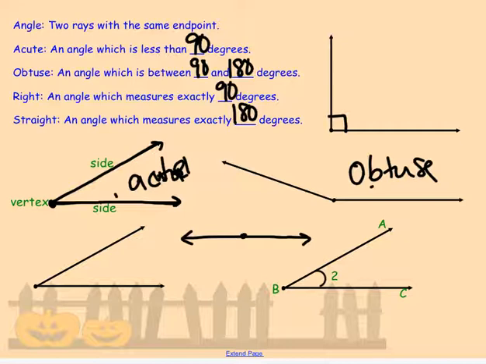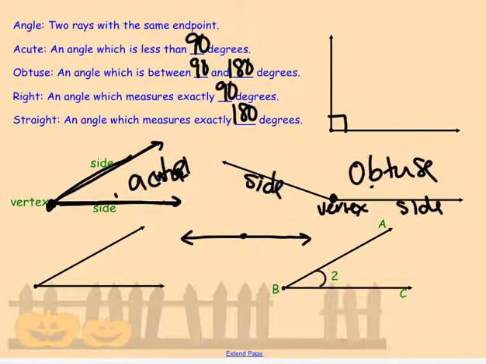Now we can look at some of these angles that we have. We can name parts of it. We can say this is a side, another side, and the vertex is where those rays meet. So with our obtuse angle, this is our vertex. And we have our different sides. This is a side, and this is our other side.